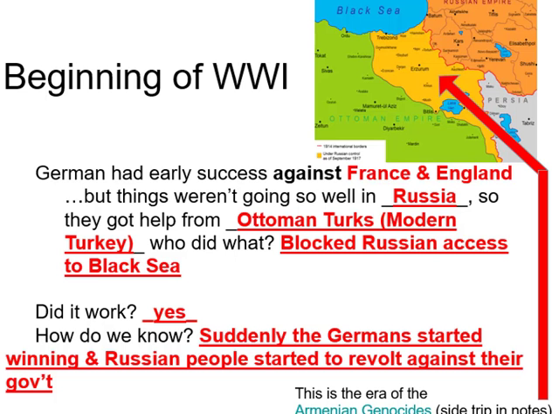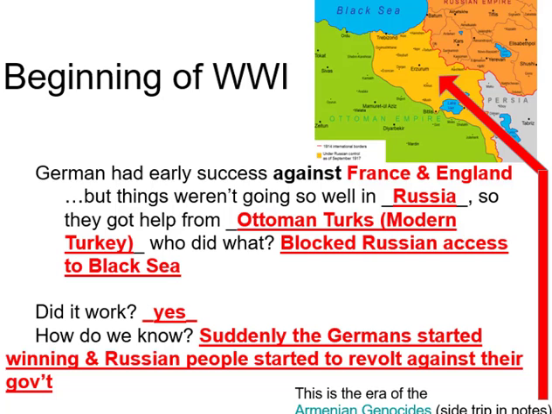So at the start of the war, the Germans are having a lot of success against France and England, but things are not going so well with Russia. So they get help from the Ottoman Turks, who are going to block off, and you can see with this arrow here, this section of land between the Ottoman Empire and the Russian Empire by the Black Sea. It does work. The Germans are allowed to focus on France and England, and they start winning. And the Russian people start to revolt against their government.